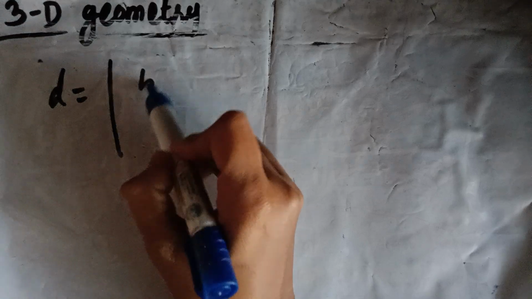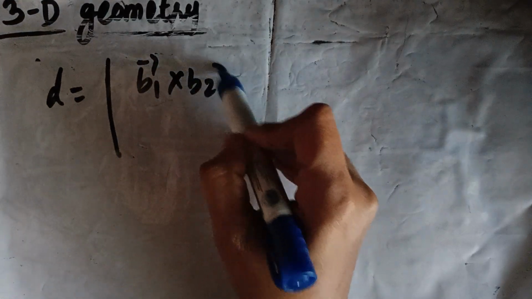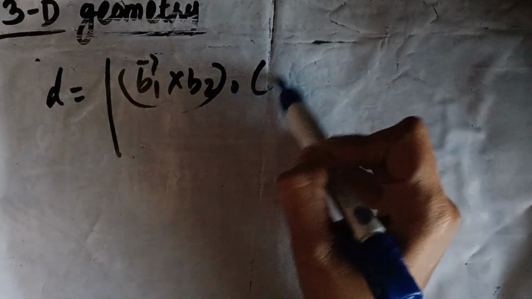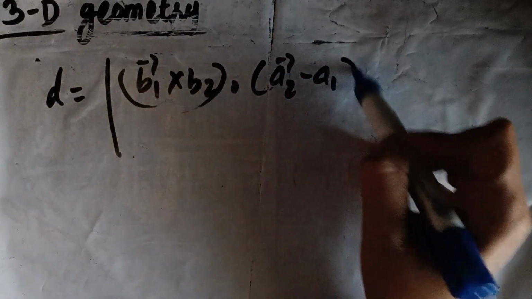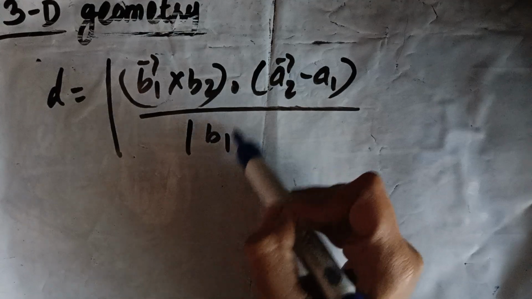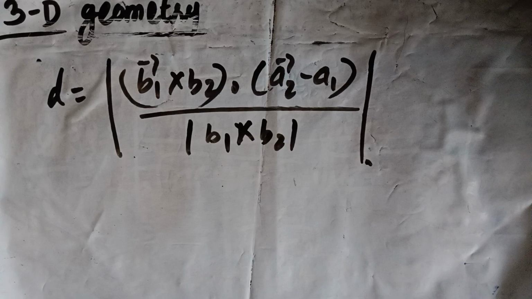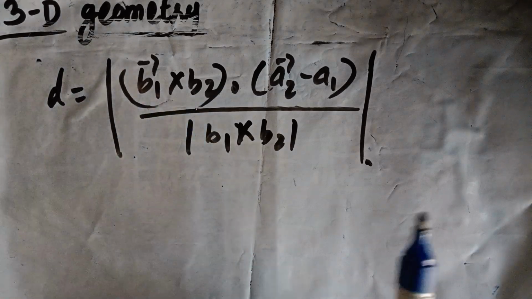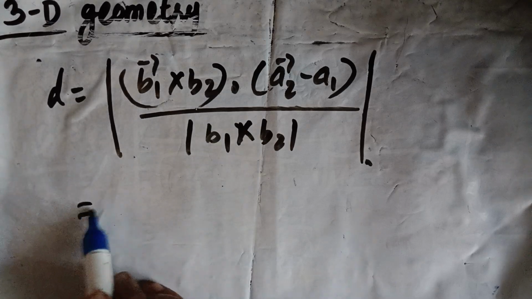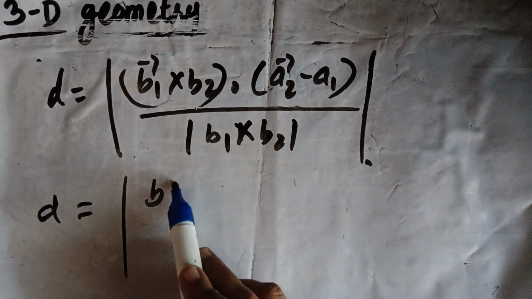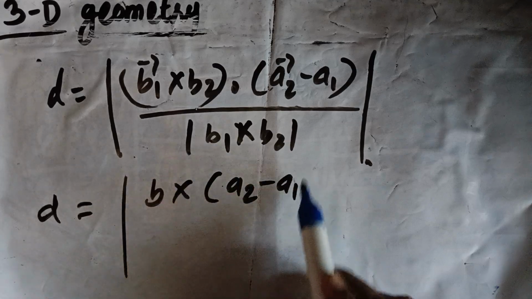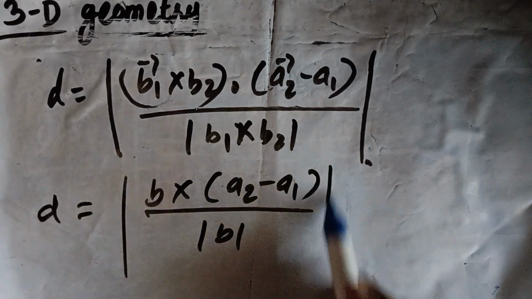Next is the shortest distance between two lines. This is given by d equal to b1 cross b2 dot a2 minus a1, upon the magnitude of b1 cross b2. When the lines are parallel, b1 and b2 become equal, right? So it becomes b cross a2 minus a1 upon magnitude of b.